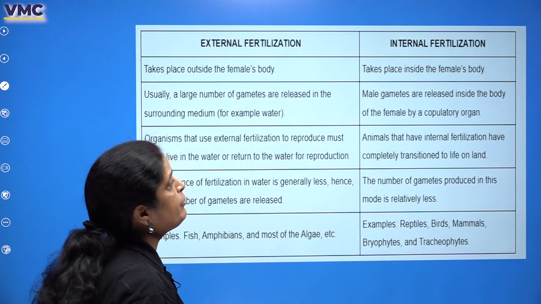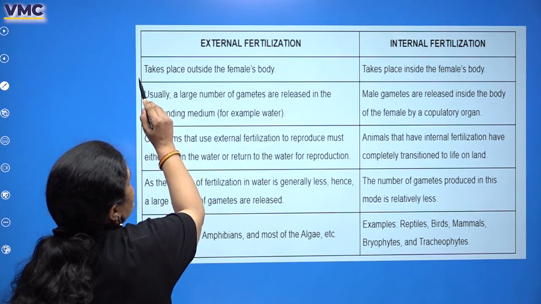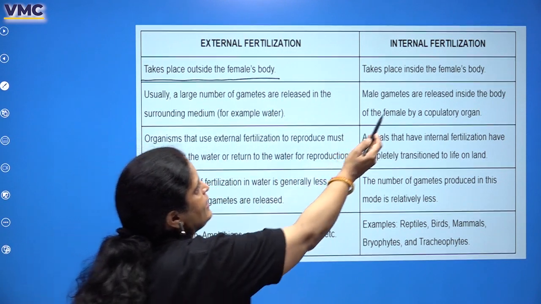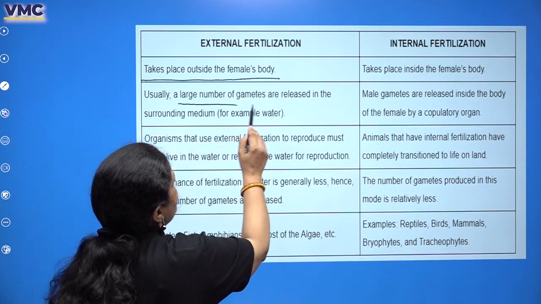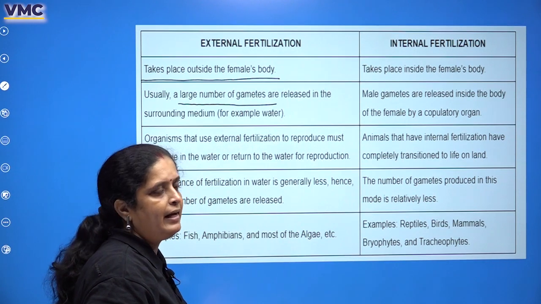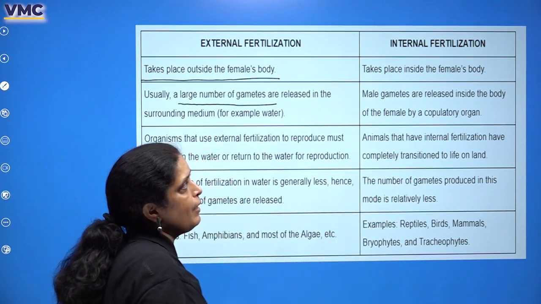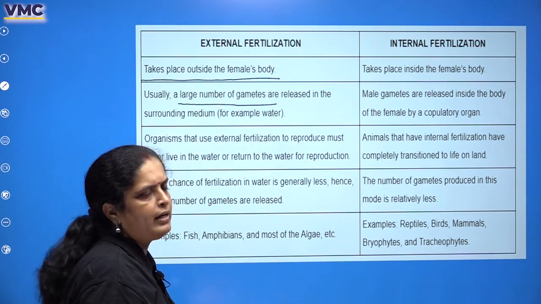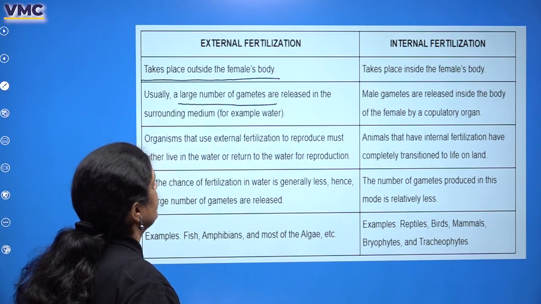So what are the differences between external fertilization and internal fertilization? External fertilization takes place outside the female body, and internal fertilization takes place inside the female body. In external fertilization, a large number of gametes are released. As I told you, you need a lot of sperm and eggs so that the chances of survival are high. But in internal fertilization, the male gametes released are quite good in number, but it is inside the female reproductive system, right?